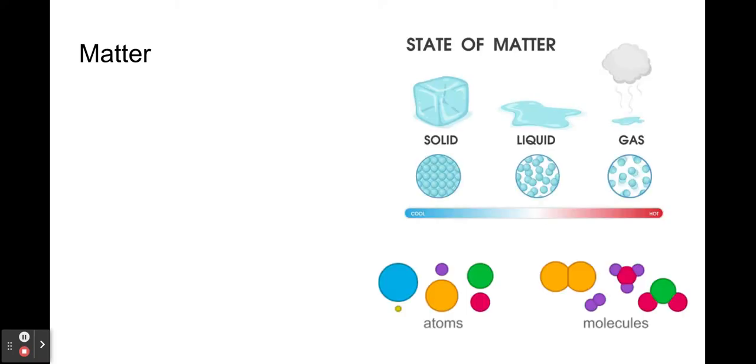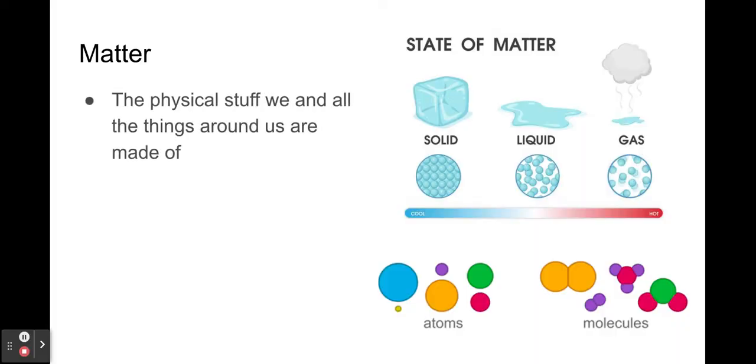Matter is a concept that you're familiar with from chemistry. It's what makes up the world around us. Matter is the physical stuff that we and all of the things around us are made of. It has weight, it has mass. It's made of atoms that are connected together into molecules, small, gigantic, two atoms together in a molecule, thousands of atoms together in a molecule. And matter can be living, like the matter that makes up you, or non-living, like the matter that makes up a rock or a piece of ice.